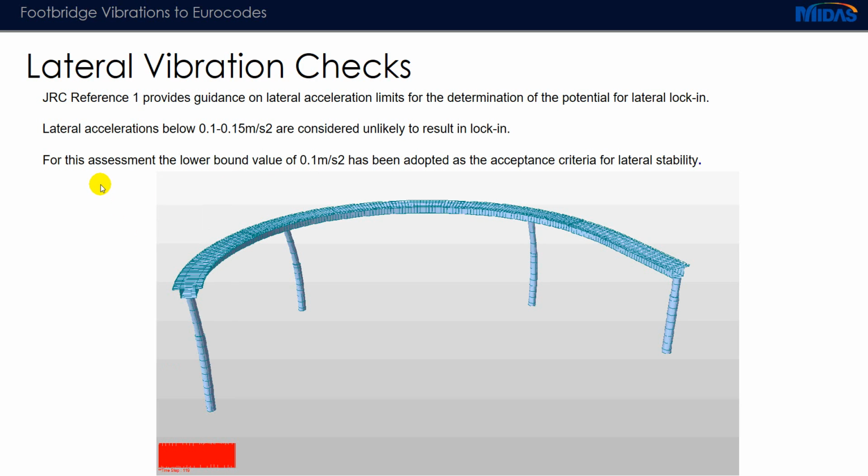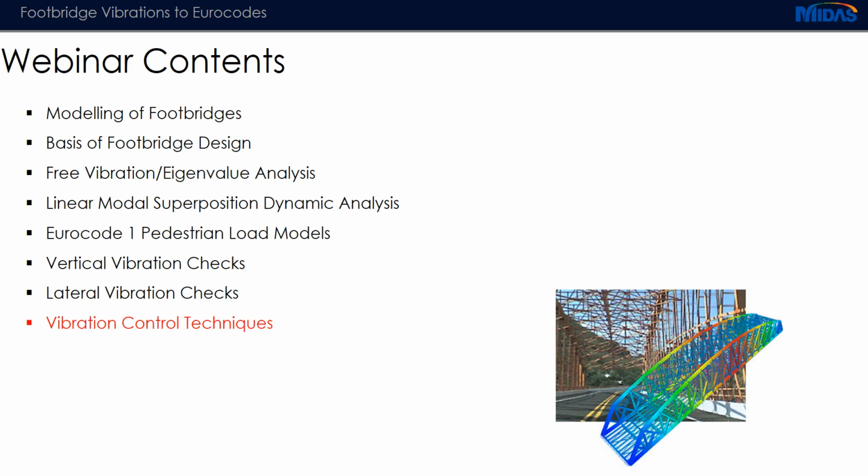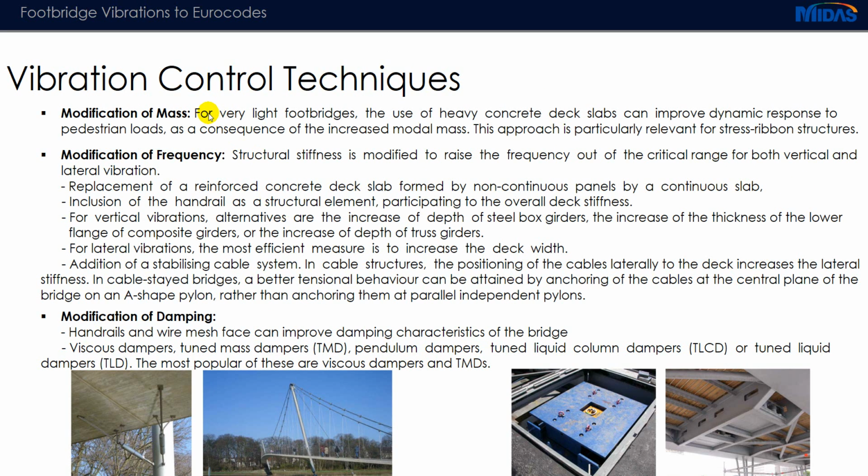So we have covered the two most important checks that we do for any vibration check, which is vertical and lateral vibration checks. We have seen Eurocode load models. Now what if still it doesn't satisfy these acceleration limits? In that case, we need to go for vibration control. Now there can be different ways of controlling vibrations. The number one is if we modify the mass of the structure.